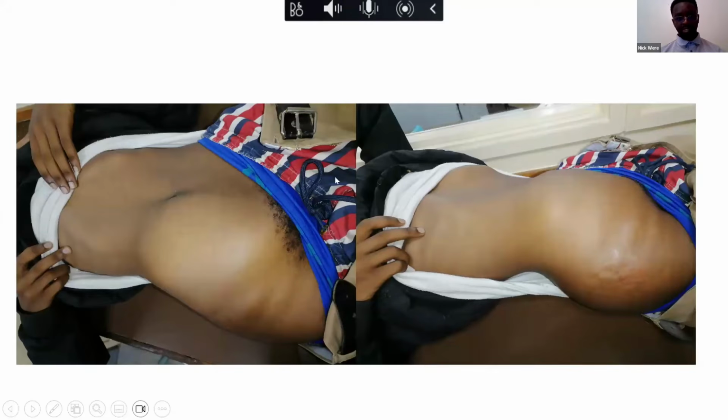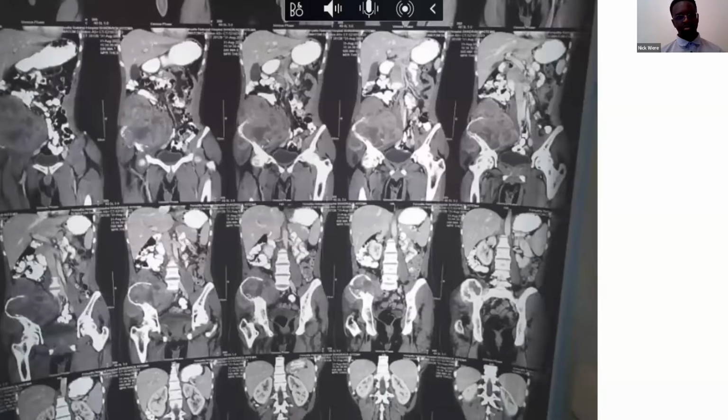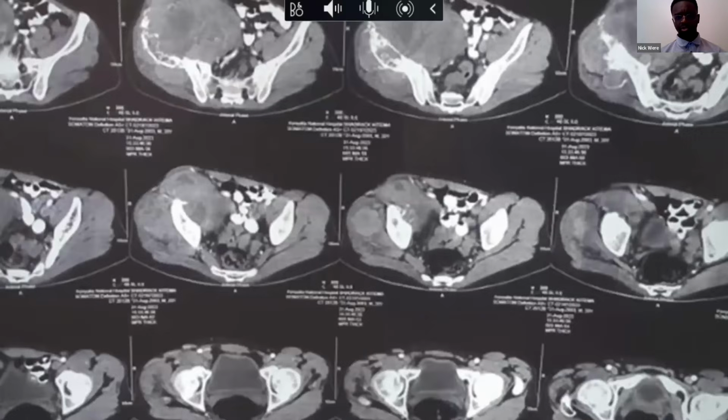These pictures were taken with consent and just showing the mass at presentation. We did total blood count, kidney function, liver function, and INR that were normal. And just looking at the imaging, this was the pelvic CT that showed the expansile heterogeneous mass at the right iliac lesion with significant lysis of the right iliac wing. There was no encasement of the vessels. We'll just look at the report shortly.